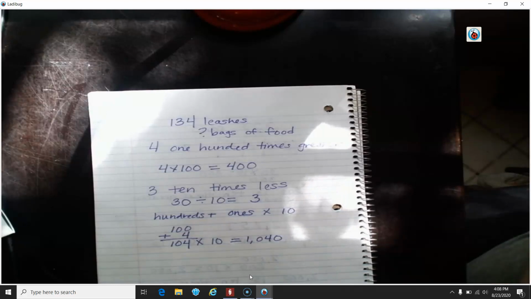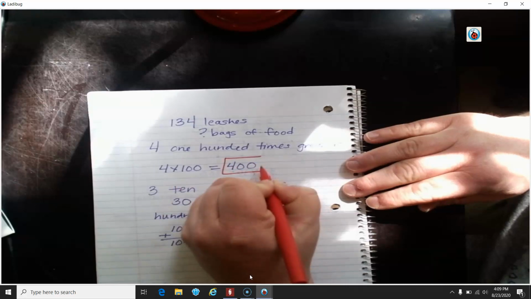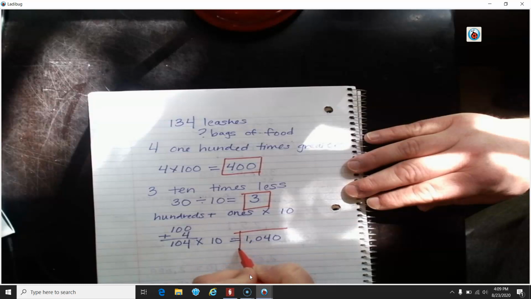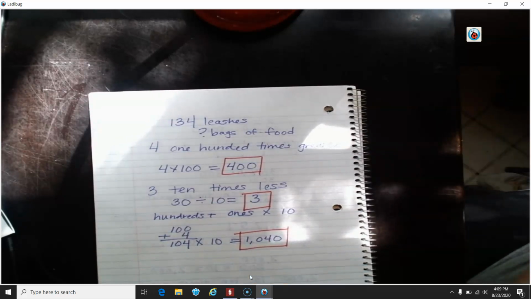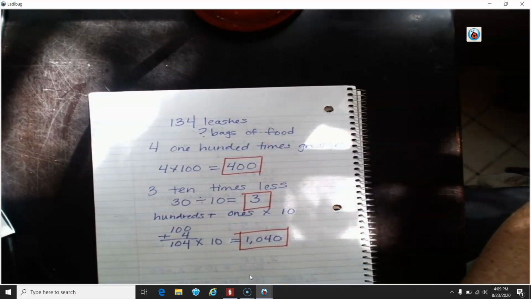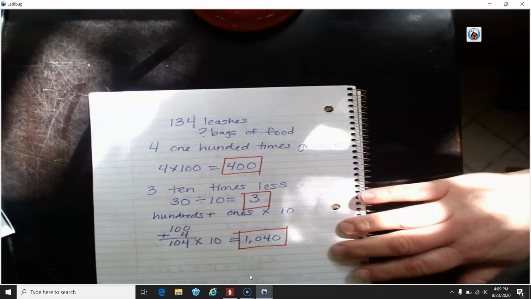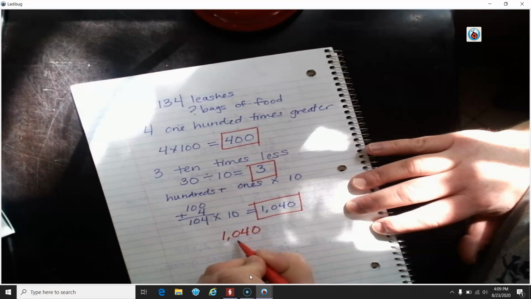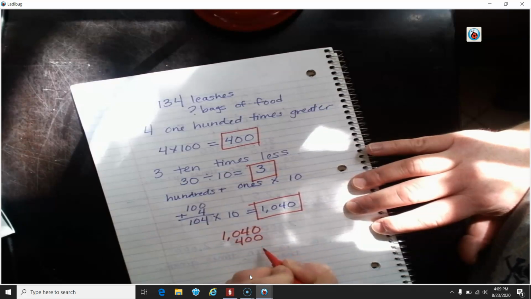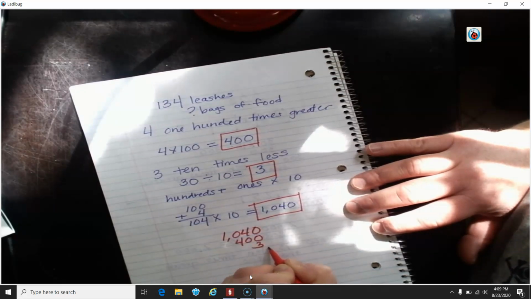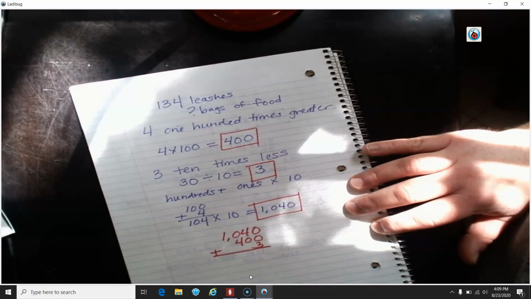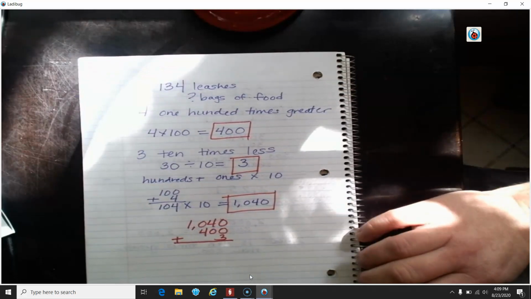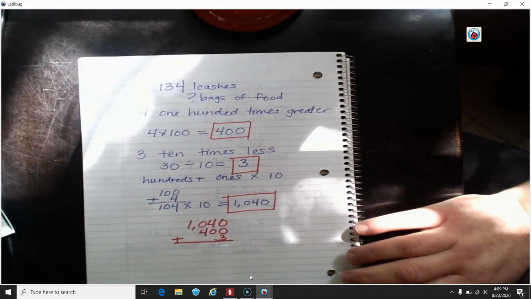Okay, so let's think about this. Let me grab my other color. I have 400, I have my 3, and I have my 1,040. Those are the 3 numbers that I just figured out. So what might I need to do? I think I should probably add them up. So 1,040. Now be sure, we'll talk about this really soon when we do addition and subtraction, but be sure you line your place values up very neatly, because that's a really common place where people make a mistake if they're not lined up nice and straight.